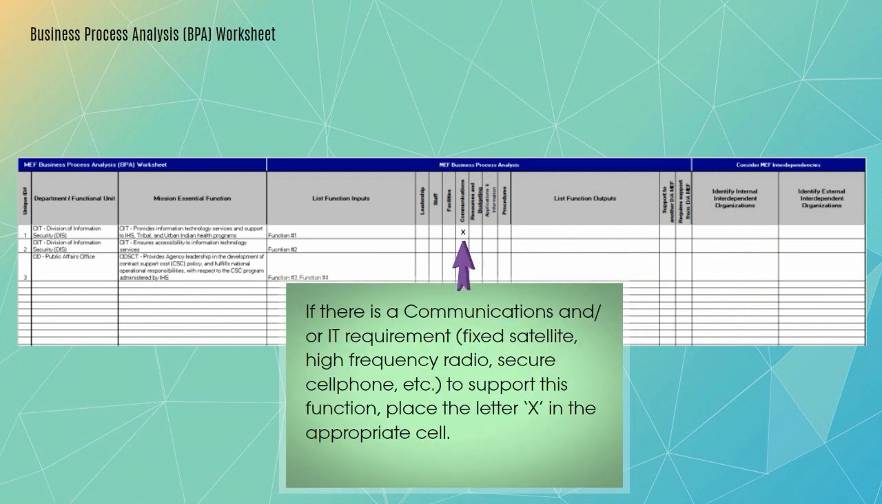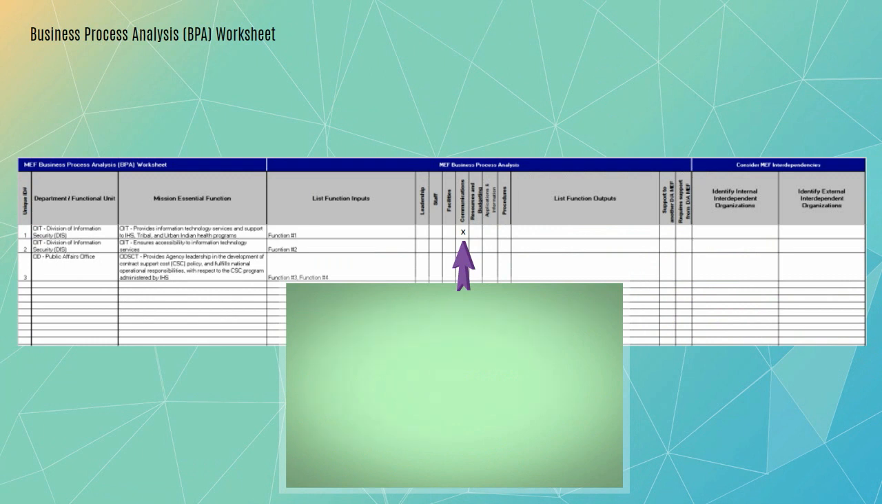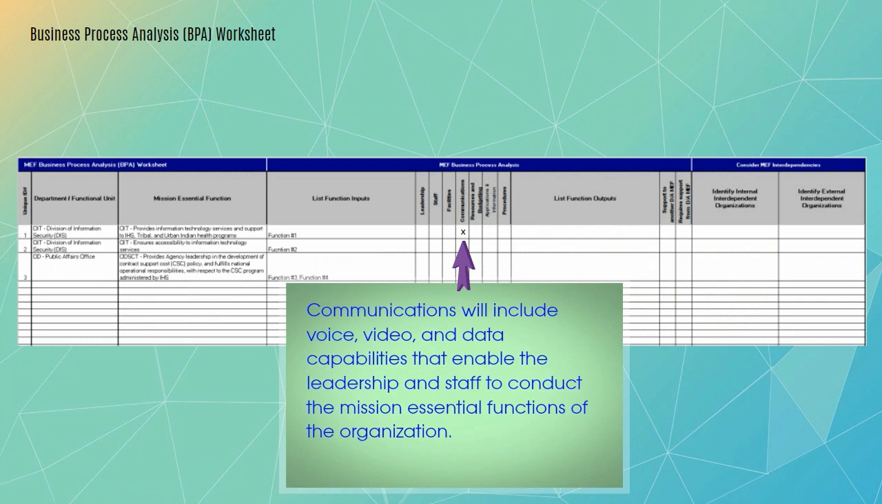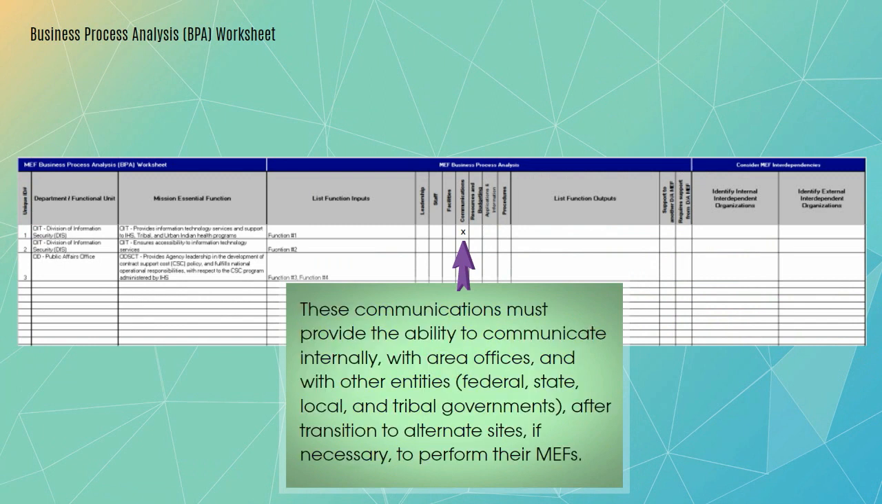If there is a communications and/or IT requirement, fixed satellite, high-frequency radio, secure cell phone, etc., to support this function, place the letter X in the appropriate cell. Communications will include voice, video, and data capabilities that enable the leadership and staff to conduct the mission-essential functions of the organization. These communications must provide the ability to communicate internally with area offices and with other entities, federal, state, local, and tribal governments after transition to alternate sites if necessary to perform their MEFs.